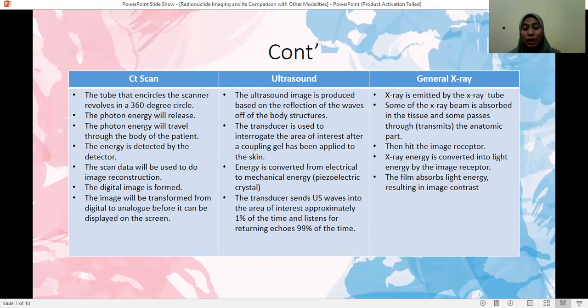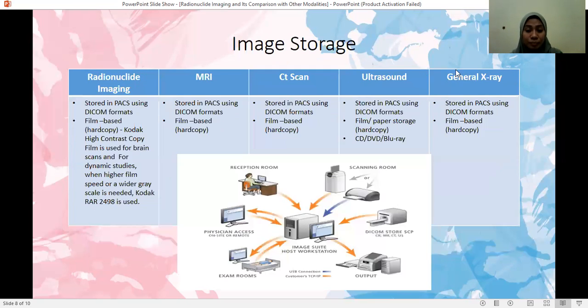For the general X-ray, X-ray is emitted by the X-ray tube, and some of the X-ray beam is absorbed in the tissues and some passes through the anatomic part, and then it will hit the image receptor, and X-ray energy is converted into light energy by the image receptor. And the film absorbs light energy, resulting in image contrast.